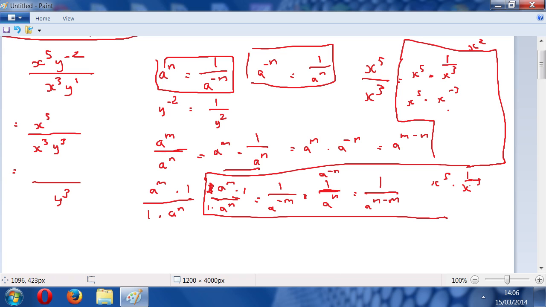1 over x cubed. Yeah, I know it is the case, but I still don't like it really. But anyway, all right. So we could have 1 over x to the minus 5 times 1 over x cubed.